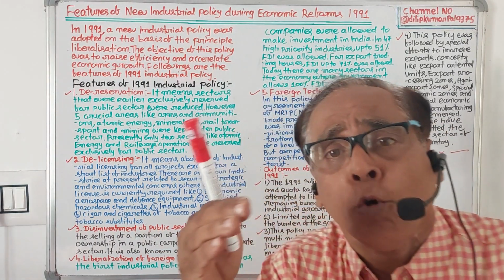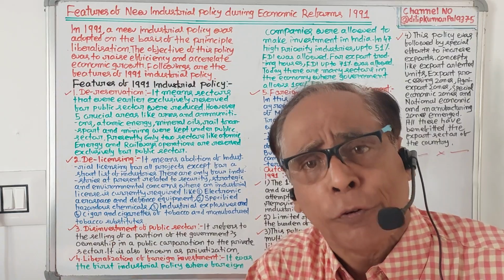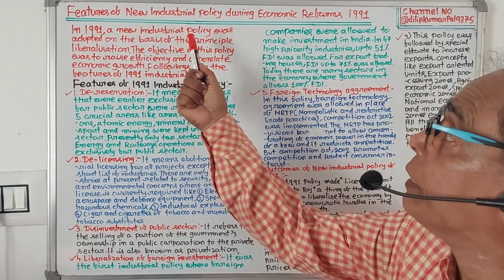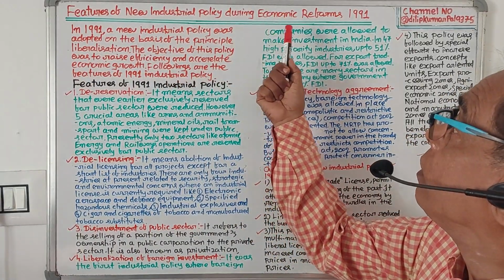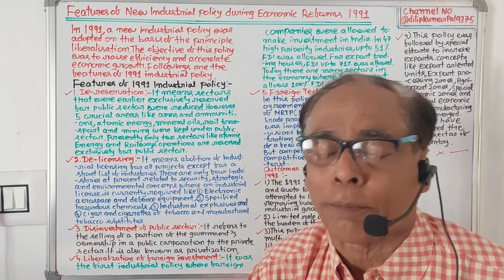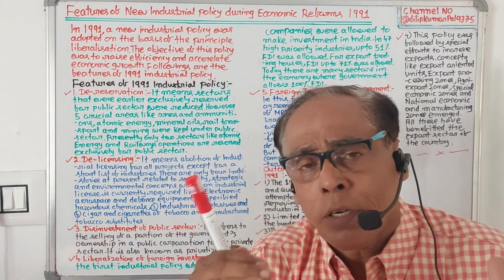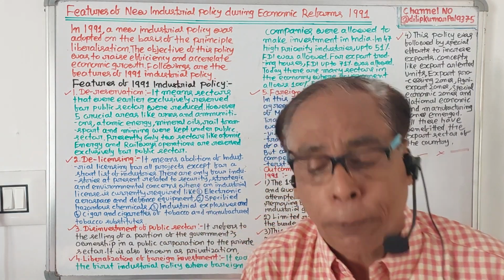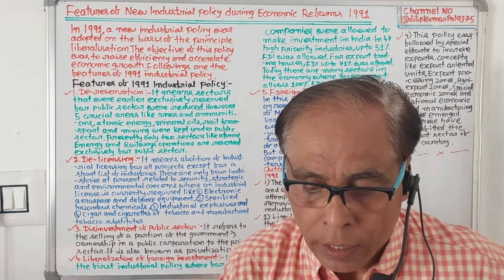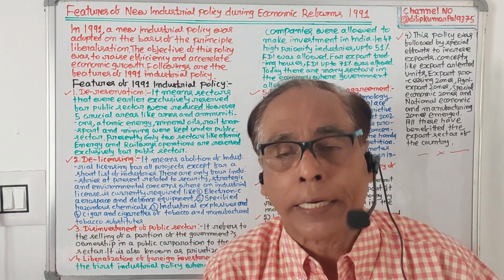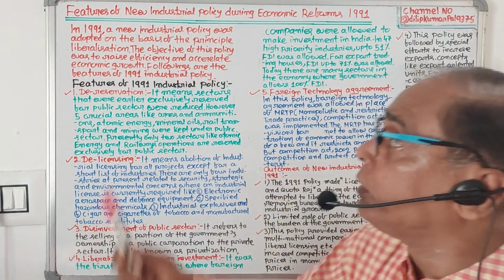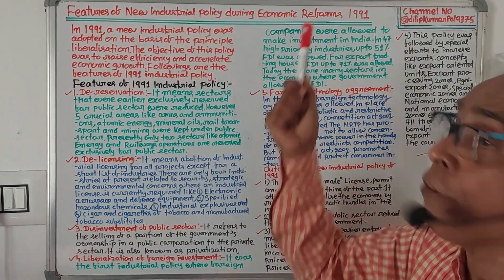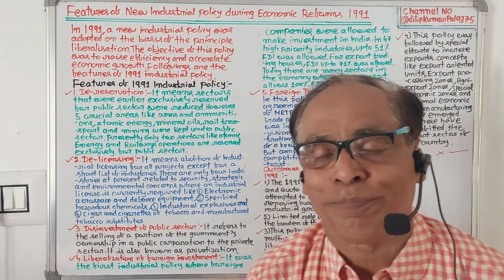I am Mr. Dilip Kumar Pal, and I stand before you with the topic Features of New Industrial Policy during Economic Reforms 1991. It is found in plus 3, 5th semester, DSE paper 2, and the name of the paper is Development Process and Social Movements in Contemporary India. So today's topic is Features of New Industrial Policy during Economic Reforms 1991.